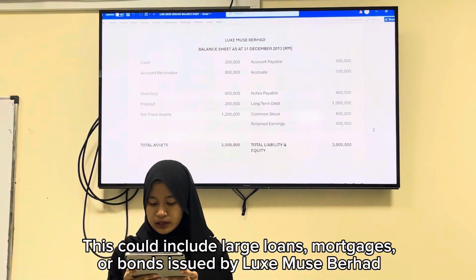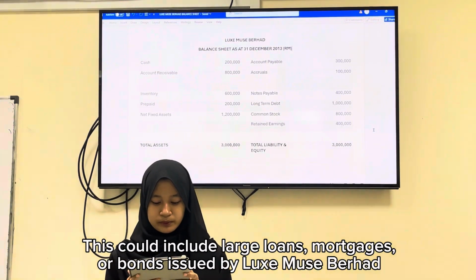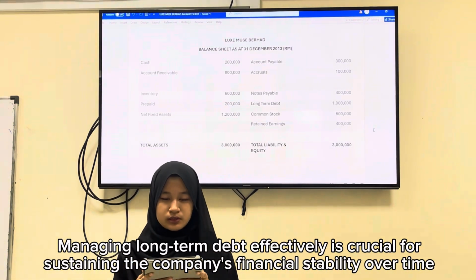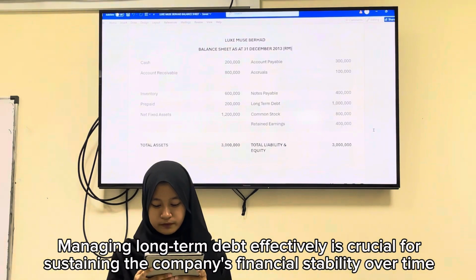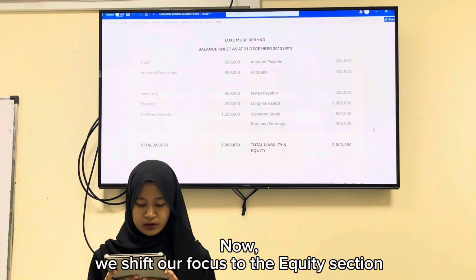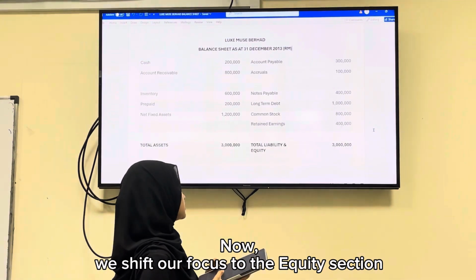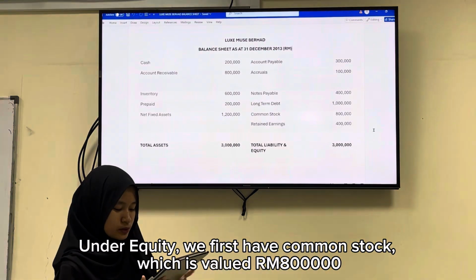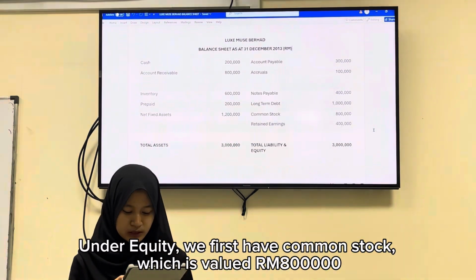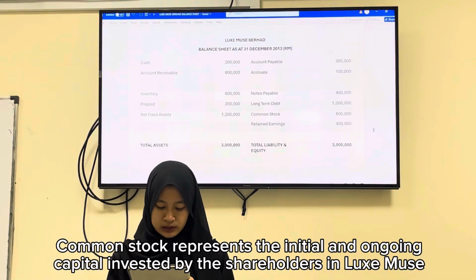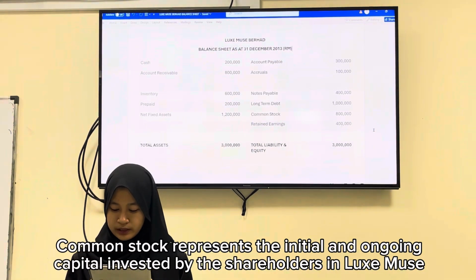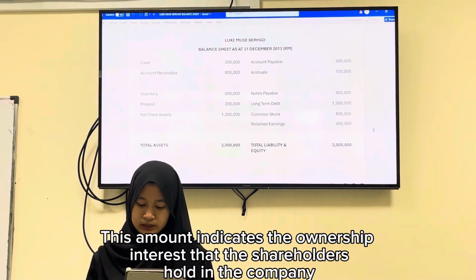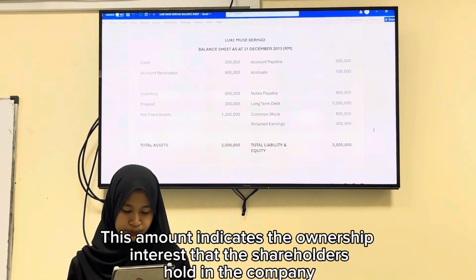This could include large loans, mortgages, or bonds issued by Tuxmus Berhad. Managing long-term debt effectively is crucial for sustaining the company's financial stability over time. Now we shift our focus to the equity section. Under equity, we first have common stock, which is 800,000. Common stock represents the initial and ongoing capital invested by the shareholders in Tuxmus. This amount indicates the ownership interest that the shareholders hold in the company.